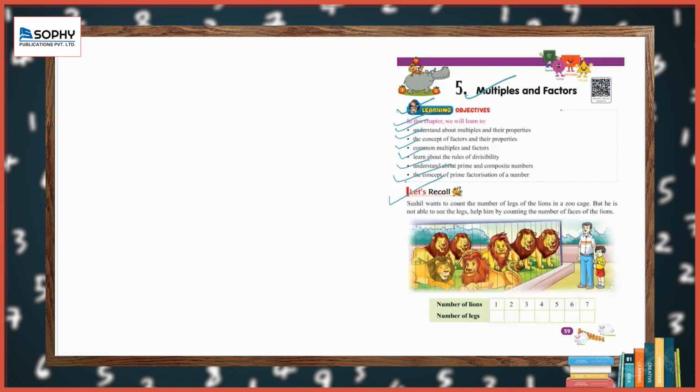Now let's recall, students. Sushil wants to count the number of legs of lions in a zoo cage, but he is not able to see their legs. Help him by counting the number of faces of the lions. So how many faces? 1, 2, 3, 4, 5, 6, 7. So there are 7 faces, students, and the number of legs in one lion? How many legs? Very good, students, 4. In 2 lions? Very good, students. That is 8 legs. That's how you have to complete it.